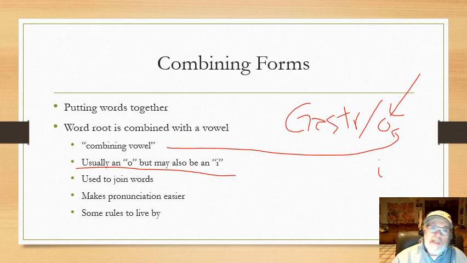Okay. And these combining vowels are used to join words together. What it does is really make pronunciation easier. And again, like I mentioned, there are some rules to live by, and I'll mention these rules. But again, the most important rule, I think, in my mind, is how's it sound. Just say it and see how it sounds. Let's talk about some of those.